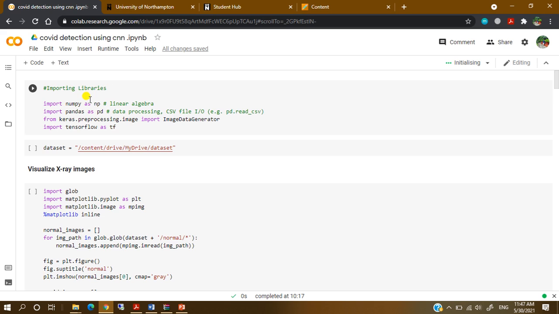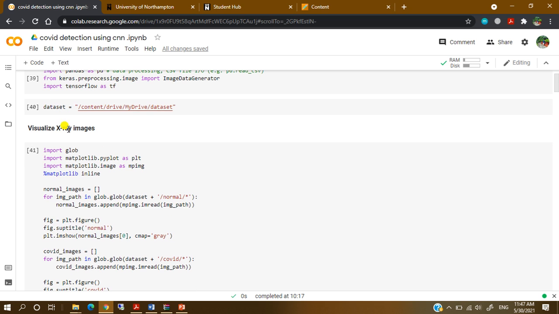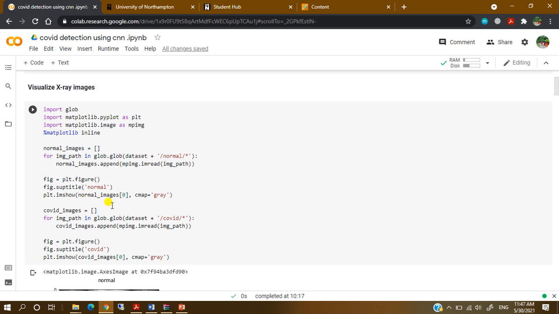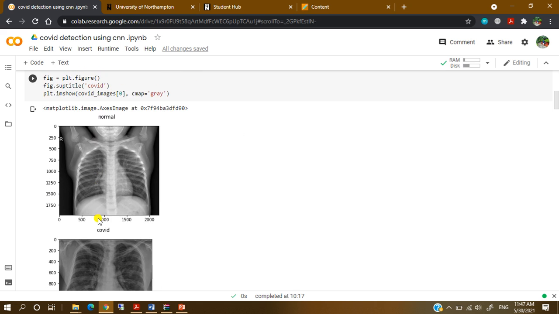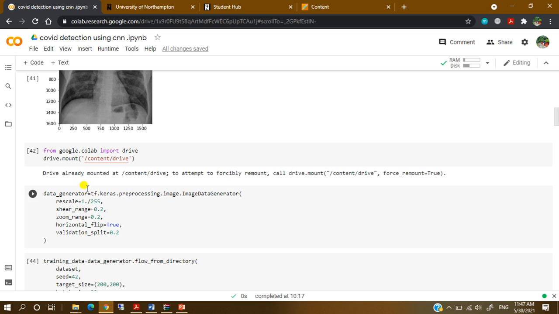This is the program, COVID detection using CNN. I have used libraries like NumPy, Pandas, and Keras. Keras is for the data augmentation. TensorFlow is a Python library. Here my data set is stored in my drive. Visualize the X-ray images. Here I generate the normal images and COVID images. This is a normal image and this is a COVID image. Data is generated by using Keras.